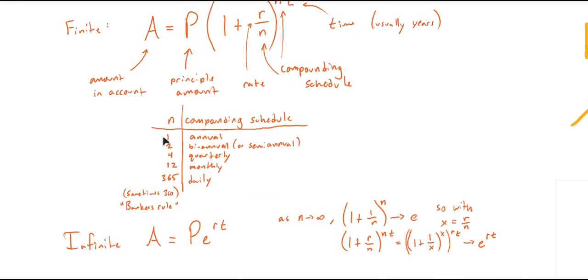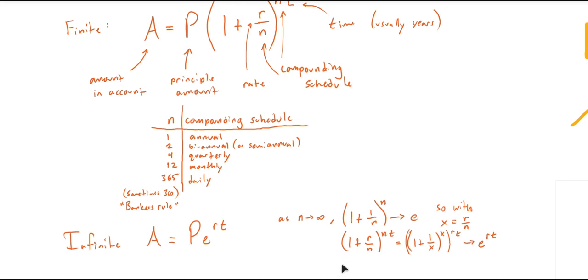Now, we also have an infinite compounding schedule. The returns that we get when we increase the compounding schedule, well, we get a little bit more each time. But the gains between going from annual to daily is quite a bit more than the gain from going from 365 to literally every moment. This is what we call infinite compounding. We take the limit of this process.